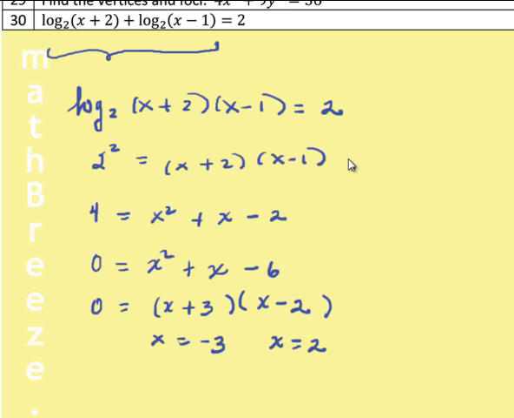But we have to remember that the domain of log is x greater than 0. In other words, only things that are bigger than 0 can be plugged into here. So if we plug in minus 3, we're going to get a negative 1 here, and we're going to get a negative 4 here. So that's not a valid solution. If we plug in 2, we get 4 here, and here we have 2 minus 1, both positive, so 2 is okay. So only one solution, x equals 2.